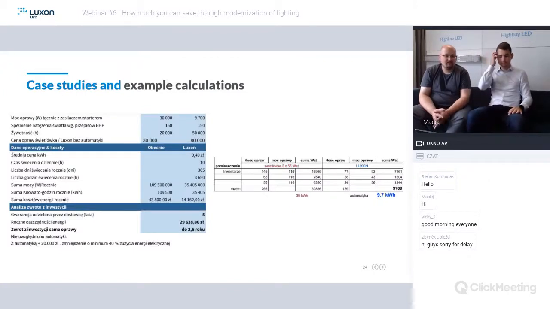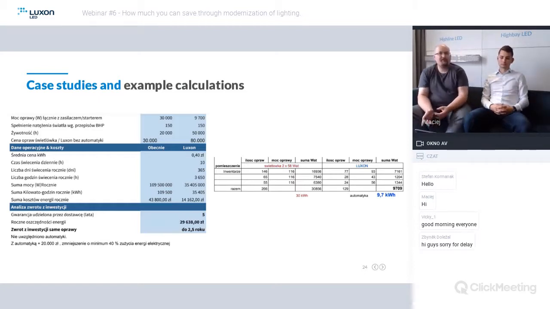Yes, this is another example of a calculation done for one of our customers, where we replaced existing lighting that was based on fluorescent tubes and metal halide high bay with our own LED lighting. So again, we reduced energy consumption 3 times, from 30 kilowatt hours to less than 10 kilowatt hours per day. We have generated almost 30,000 PLN of savings on energy costs per year for the customer. And in this particular investment, the ROI was 2.5 years maximum.